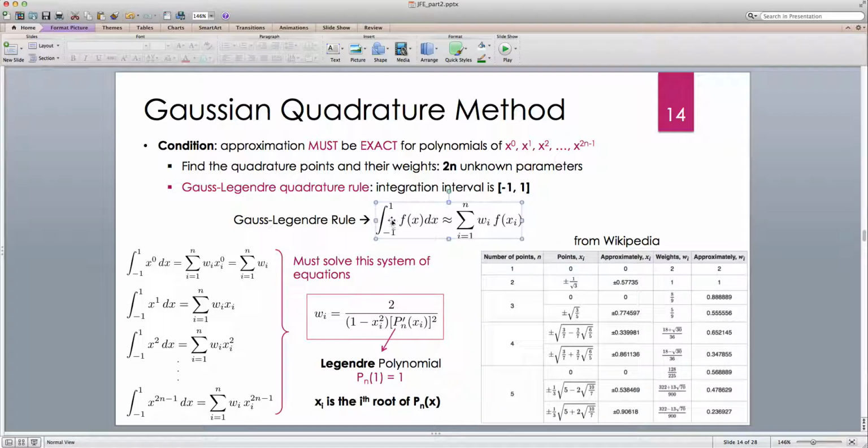So if I want to approximate this integral with 2 points, I have 1 times f, the value of the function at 1 over square root of 3, plus 1 times the value of the function at minus 1 over square root of 3, all right? And etc. If n is 3, we have the roots of the 3rd degree Legendre polynomial, and the weights are calculated from these, all right?